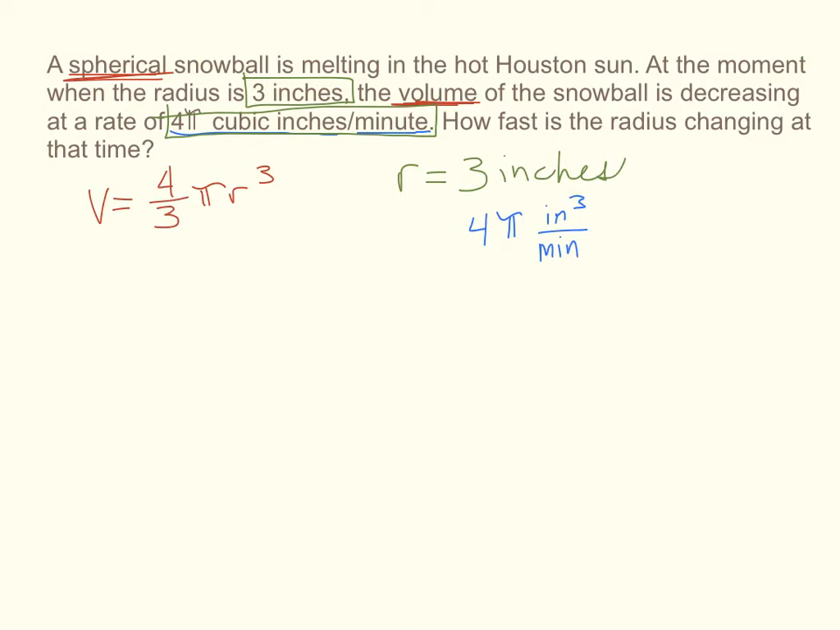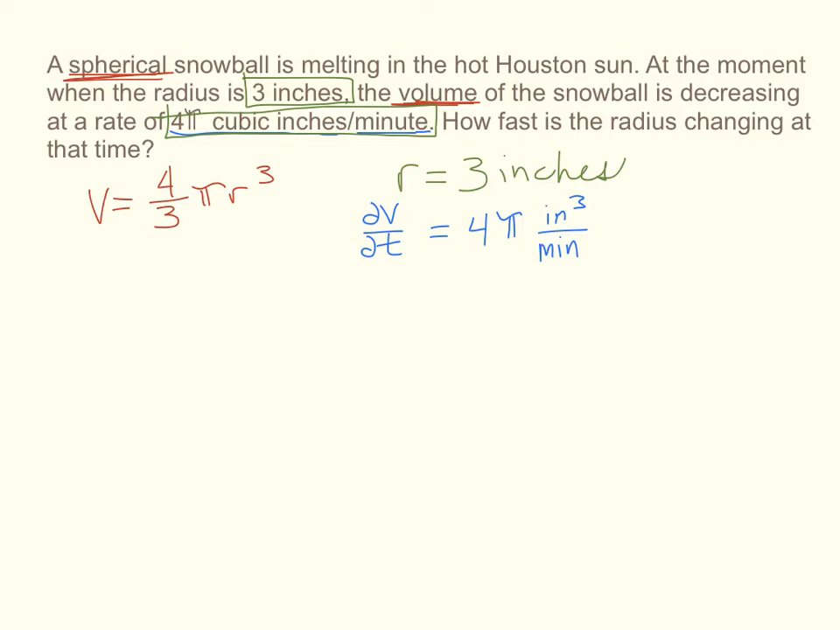And since this quantity is a volume over time, this is what we call a rate. And we will need to set that equal to dV dt. We have the volume changing with respect to the time changing. The volume is changing with respect to minutes. That's how we know we're working with a rate. That is all the information we know.